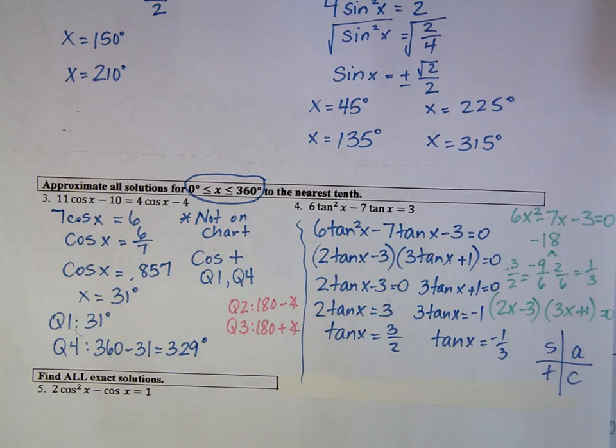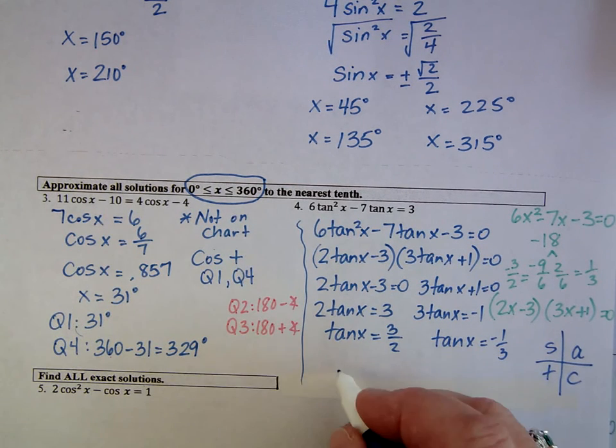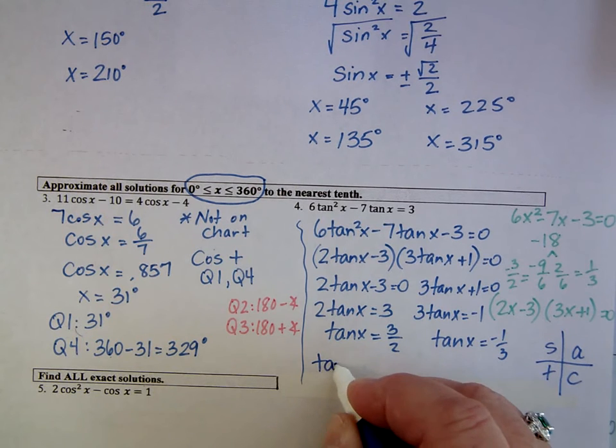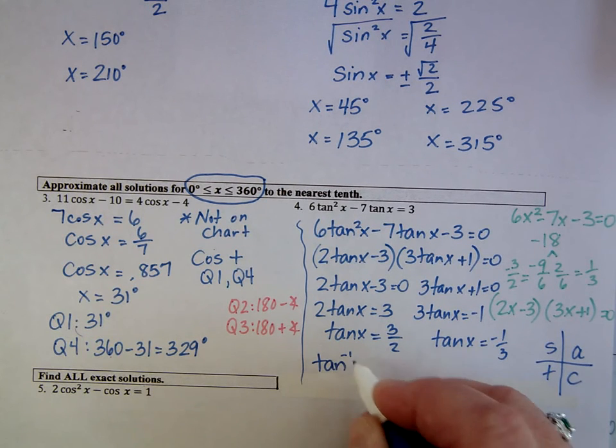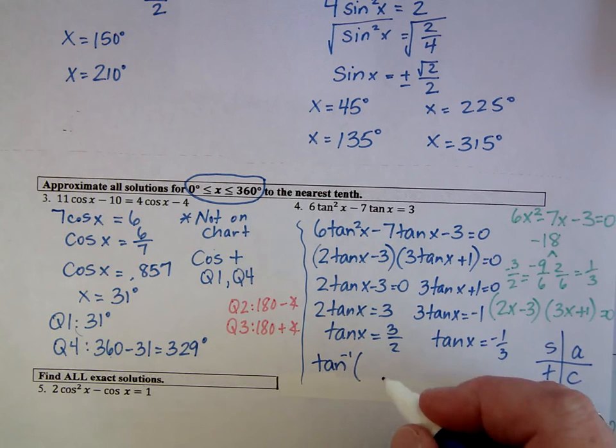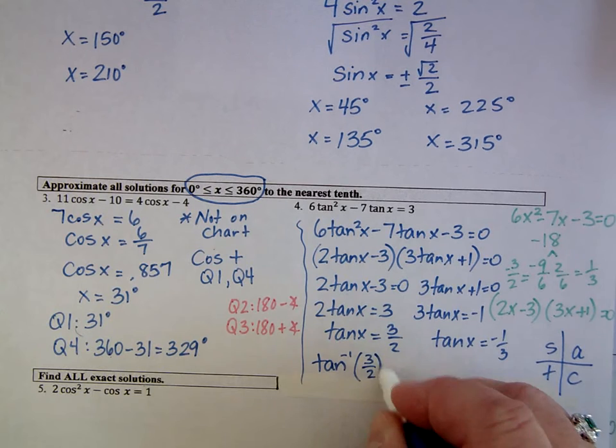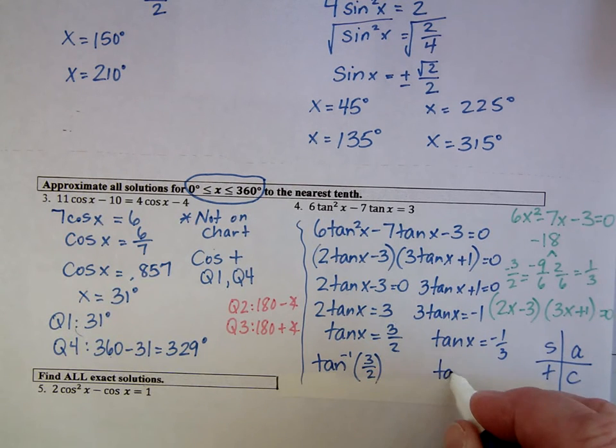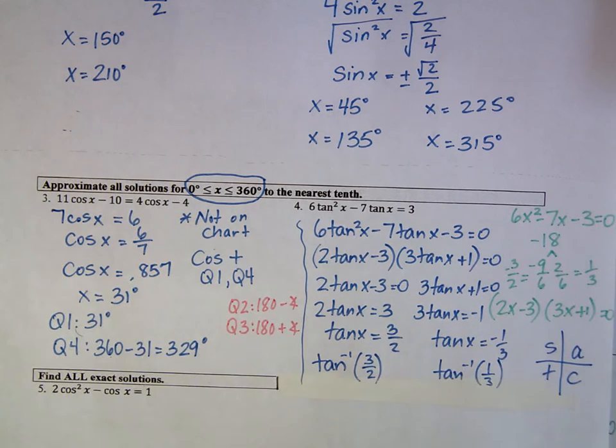That's going to help us figure out where they're positive and negative. We'll do that just in a minute. But I need to know the reference angles first. So to get this reference angle, I'm going to do tangent to the negative 1 in your calculator of 3 over 2. And this one I'm going to do tangent to the negative 1 of, we don't put in the negative, that's just telling me the quadrant. So I'm just putting in a 1/3.